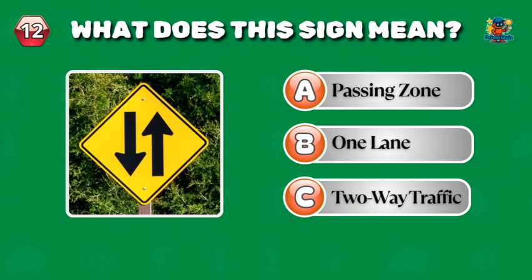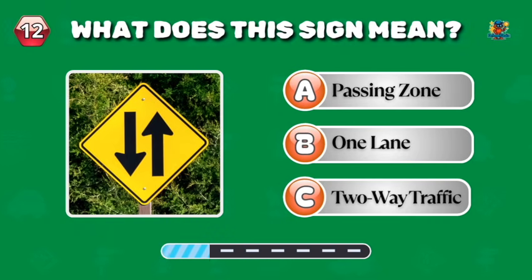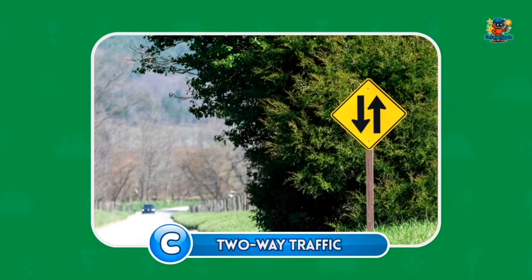Question 12. A. Passing zone. B. 1 lane. C. 2-way traffic. 2-way traffic. Traffic flows in both directions. Stay right and watch oncoming cars.